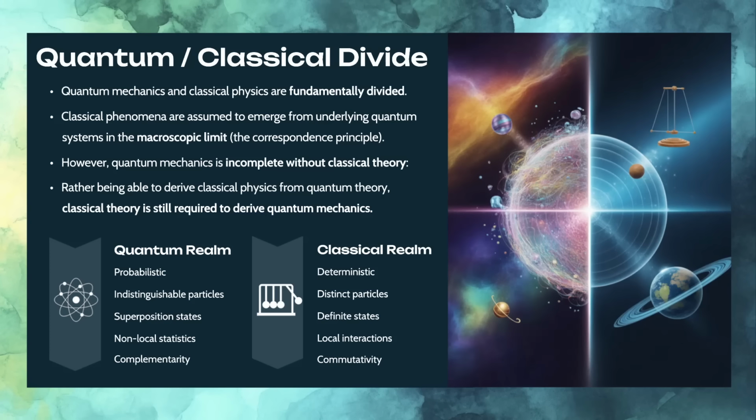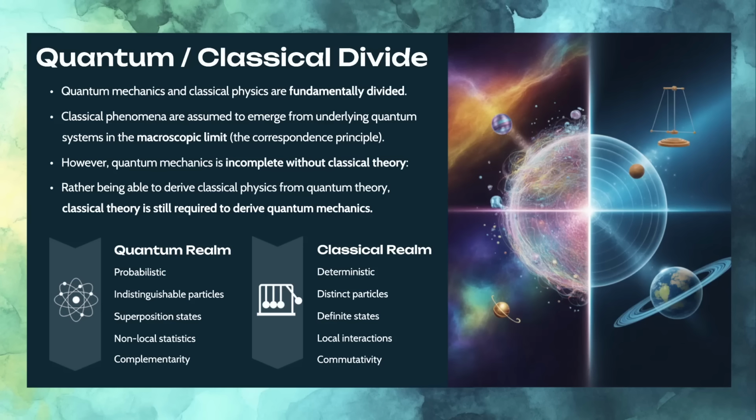So there's a real divide between the quantum and classical realms. Quantum mechanics and classical physics are in some way incompatible, even though we think, at least in some limit, one theory should be a special case of the other. Classical phenomena are assumed to emerge from underlying quantum systems as you add more and more atoms and the system gets bigger as you approach the macroscopic limit.